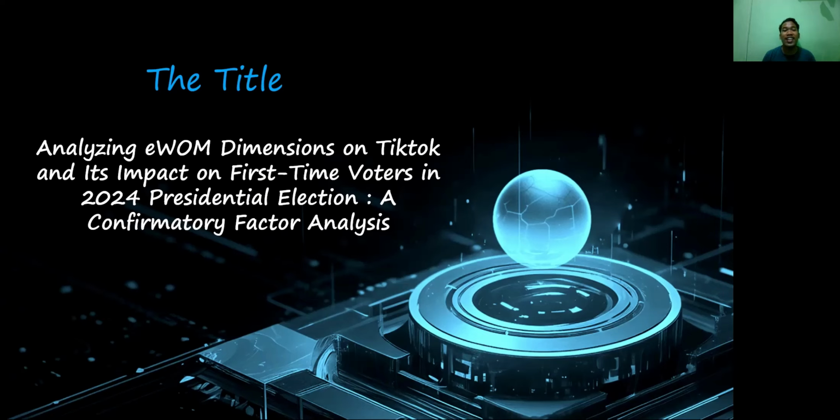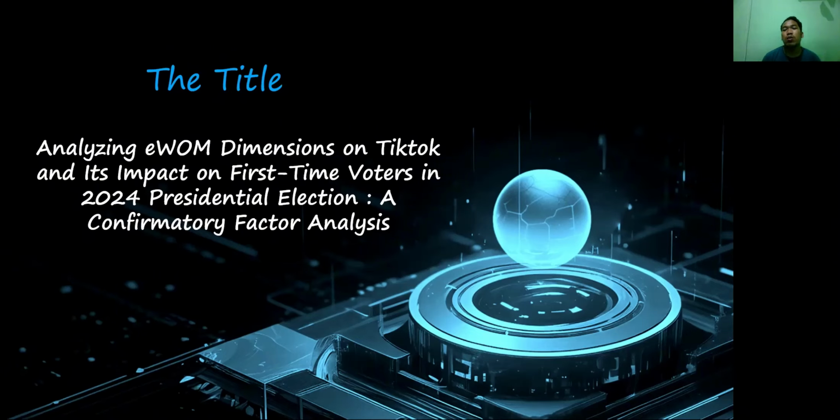The title is Analyzing eWOM Dimensions on TikTok and its impact on first-time voters in 2024 presidential election with a confirmatory factor analysis. Before going to the next slide, I want to tell you what eWOM is. eWOM is electronic word of mouth, and that is the promotion on TikTok, promotion carried out through the social media from TikTok.